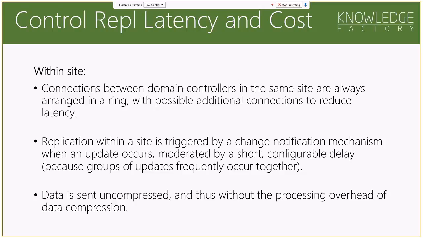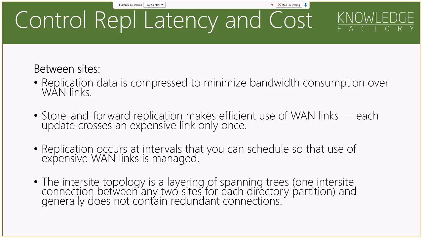So what about between sites? So between sites, we have another goal, and that is we need to optimize it for minimal bandwidth usage, which is basically cost. So between sites, we actually compress data to minimize the bandwidth. We do a store and forward replication, which makes efficient use of WAN links. We also can set a schedule when we want the replication to occur, so we can say only after 10 o'clock at night or whatever.